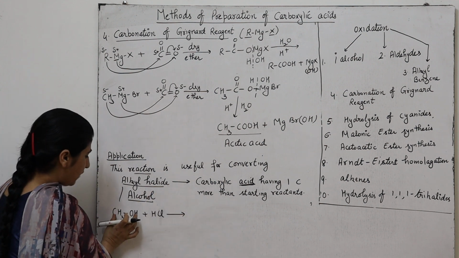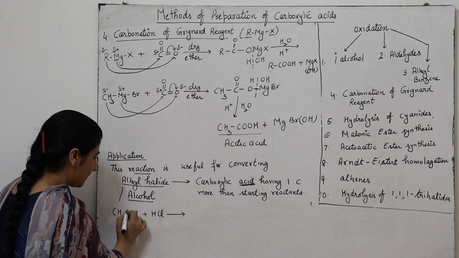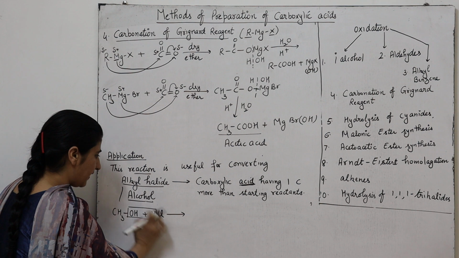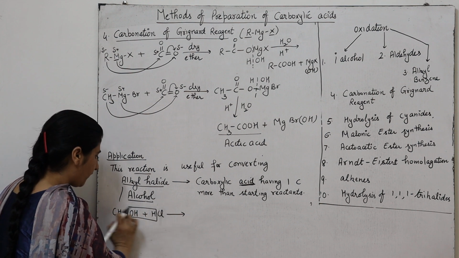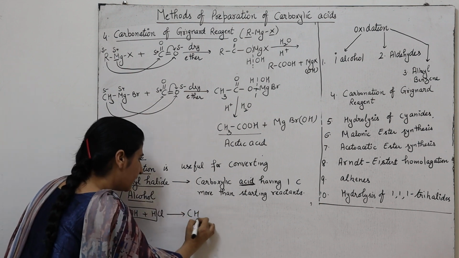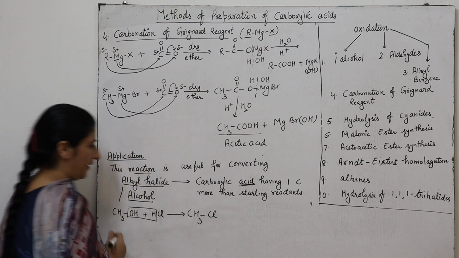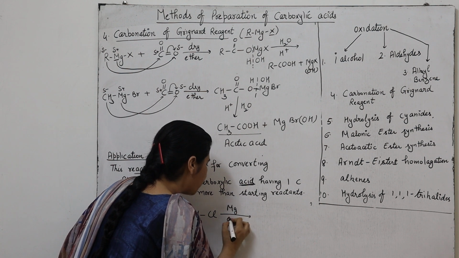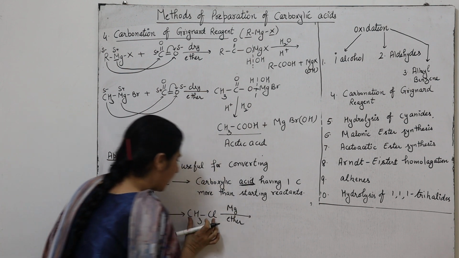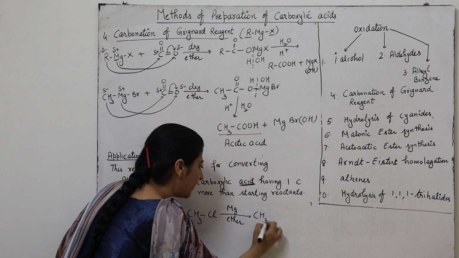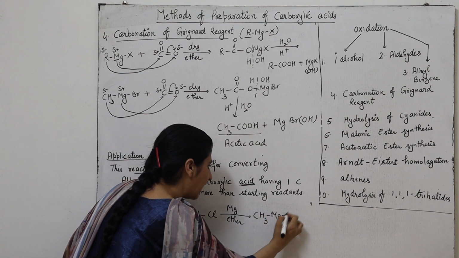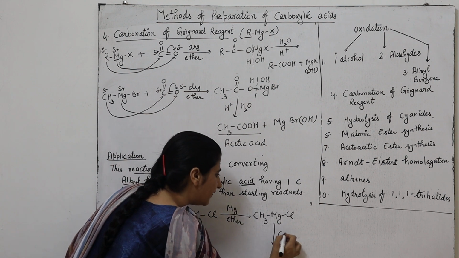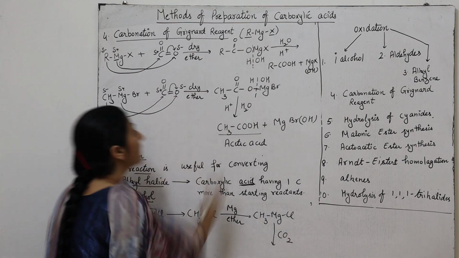How does this happen? Methyl alcohol reacts with HCl. There is a loss of water, so in place of OH, there is a formation of a carbon-Cl bond. So we get methyl chloride. Methyl chloride further reacts with magnesium in the presence of dry ether. Then we get CH3MgCl, which is known as Grignard reagent. And Grignard reagent further reacts with carbon dioxide.